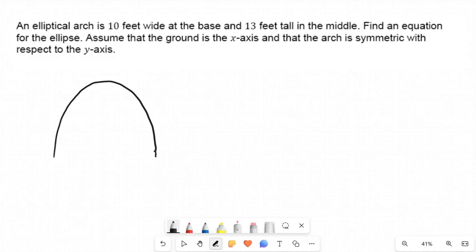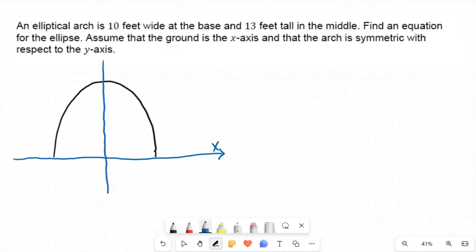Assume that the ground is the x-axis. So let's put the x-axis down. There we go. And that the arch is symmetric with respect to the y-axis. So the y-axis goes right down the middle. Okay, that'll help us figure out what the coordinates of the points are and everything else. But specifically, that immediately gets us the center as the origin, 0, 0.